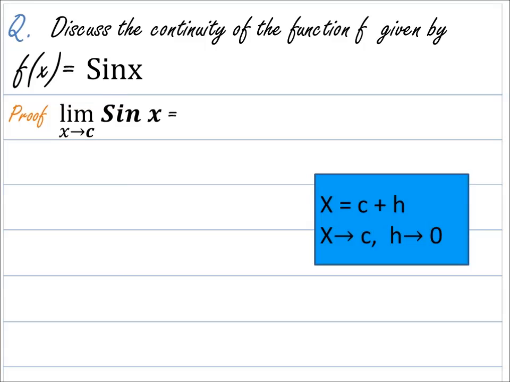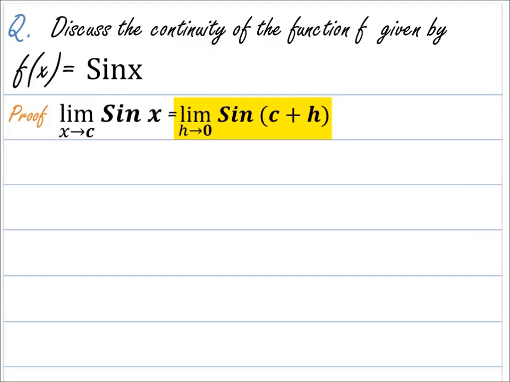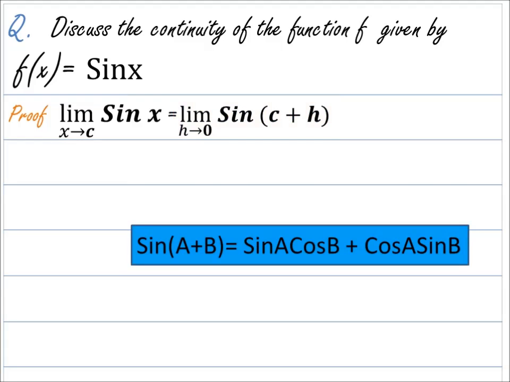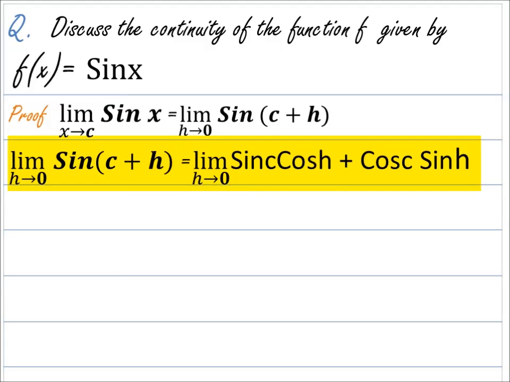So that means in place of the limit as x approaches c of sine x, we can also write the limit as h approaches 0 of sine of c plus h. And now what's the value of sine of a plus b? You know it very well that sine of a plus b is equal to sine a cos b plus cos a sine b. So that means this expression can also be written as the limit as h approaches 0 of sine c cos h plus cos c sine h.